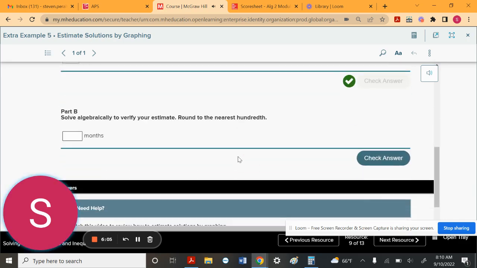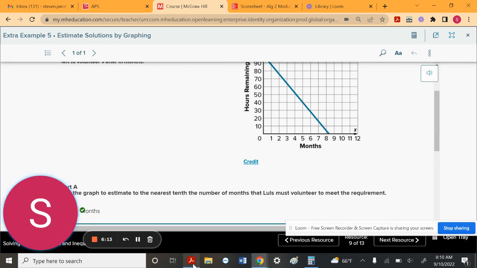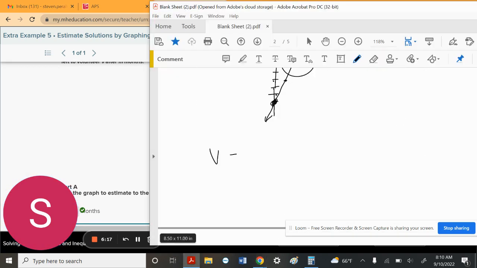So then I can solve it algebraically to verify the number. Here I have this. M represents the number of months. So V equals 100 minus 12M. Just want you to be able to see how to do this type of problem. And of course, we want to figure out how many months it takes to get to zero volunteering. So this number would be 0. So 0 equals 100 minus 12M.